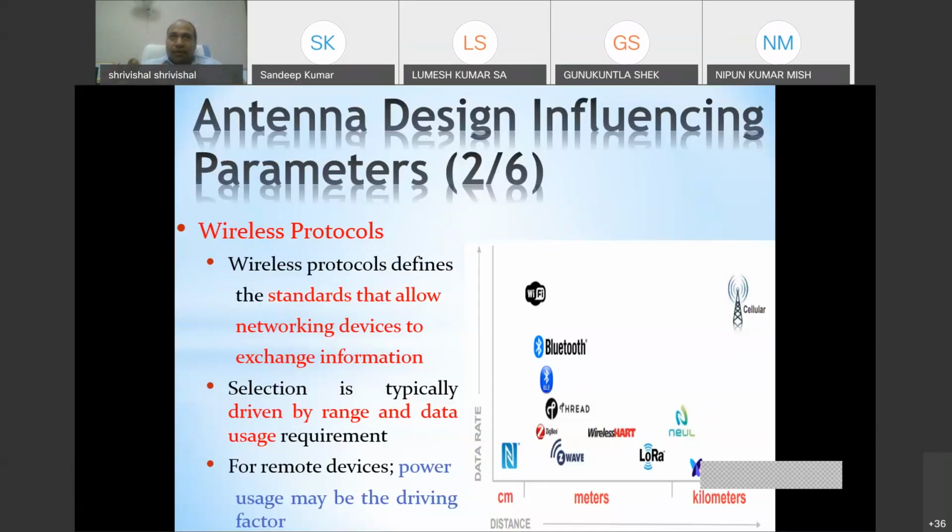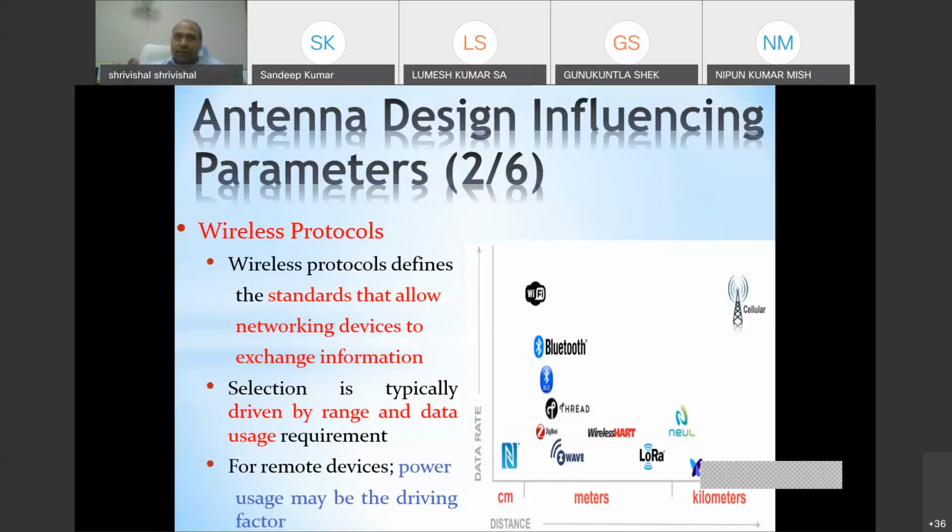But it doesn't mean that the antenna is directly governed by the wireless protocols. Suppose I design an antenna for 2.4 gigahertz, and it works well from 2.3 to 2.5 gigahertz. It would work for Bluetooth and Wi-Fi. There's no issue at all. It can work for all the three modes of communication. So this is totally frequency independent and protocol independent. But in an indirect way, the protocol is governing my antenna design.